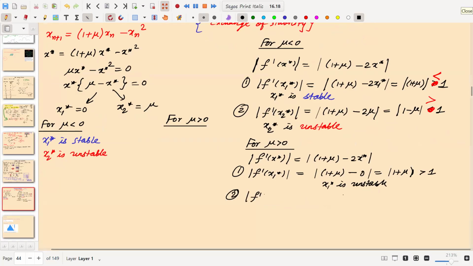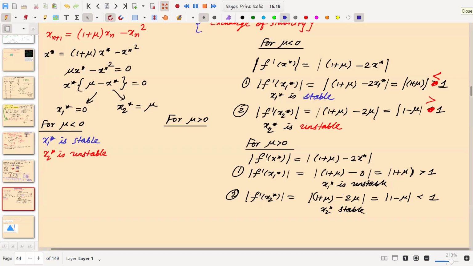Now second case, when you take the derivative at x2 star, right? So what you get? 1 plus mu minus 2 times mu. So this will be 1 minus mu, right? Since mu is greater than 0, this will always be less than 1, right? You are taking some positive quantity from 1, so it should be less than 1. So x2 star will be stable. So for mu greater than 0, we have x2 star is stable and x1 star is unstable.